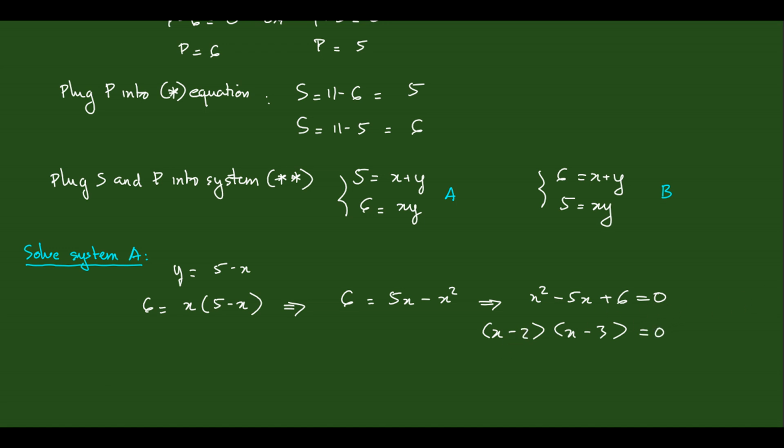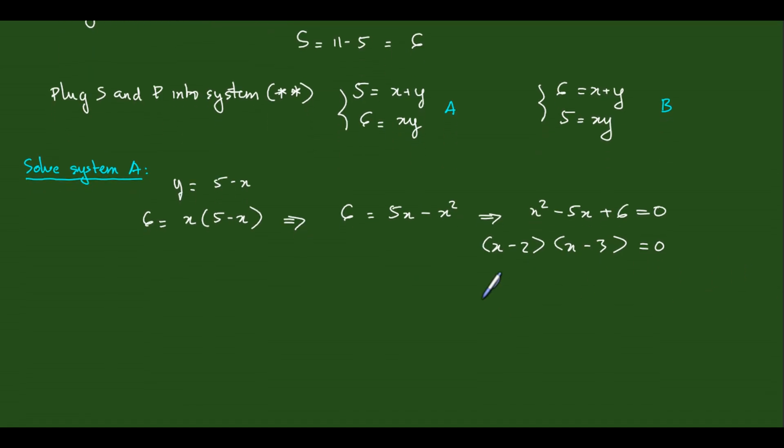Then you can use the zero product property. You solve: x minus 2 equals 0 or x minus 3 equals 0. Then you have x equal 2, x equal 3. And if x equal 2, you plug it back in here, so y equals 3. If x equal 3, then y equal 2. Here you go.